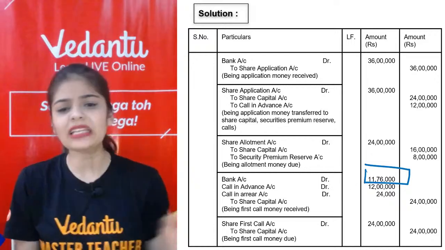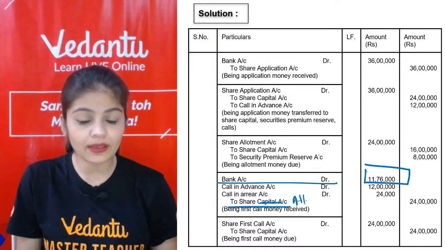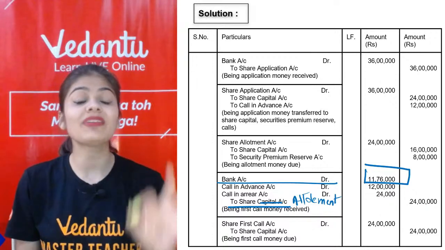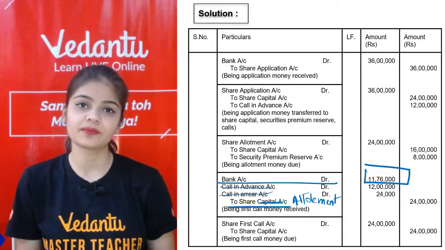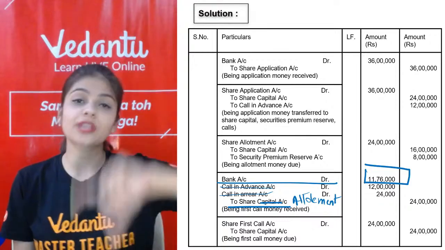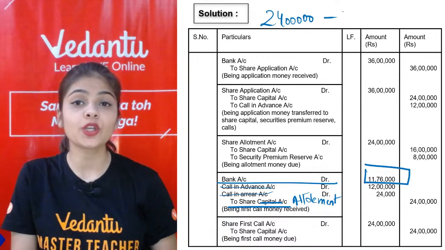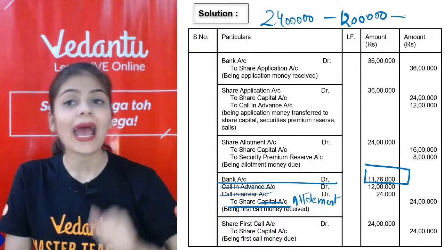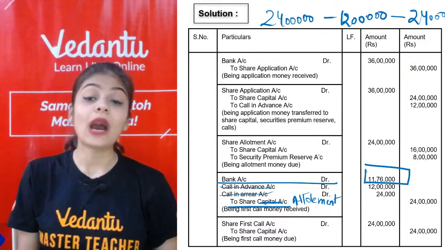You can directly pass the journal entry: bank account debit to share allotment 11,76,000. There is no need to debit calls in advance and calls in arrear. From 24 lakh, we have subtracted 12 lakh, which was adjusted at the time of application, and we have subtracted calls in arrear 24,000. So now how much is received?